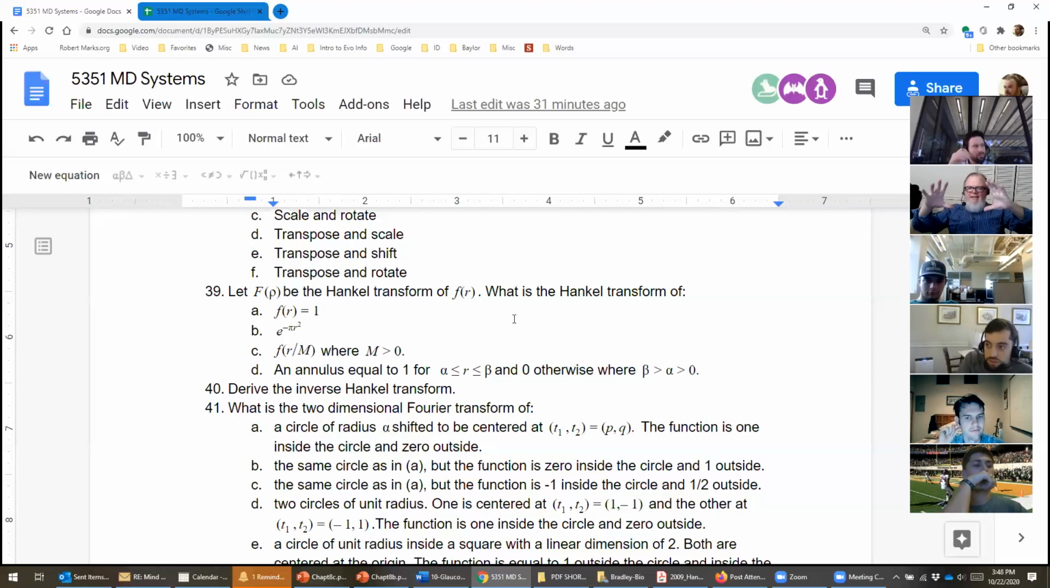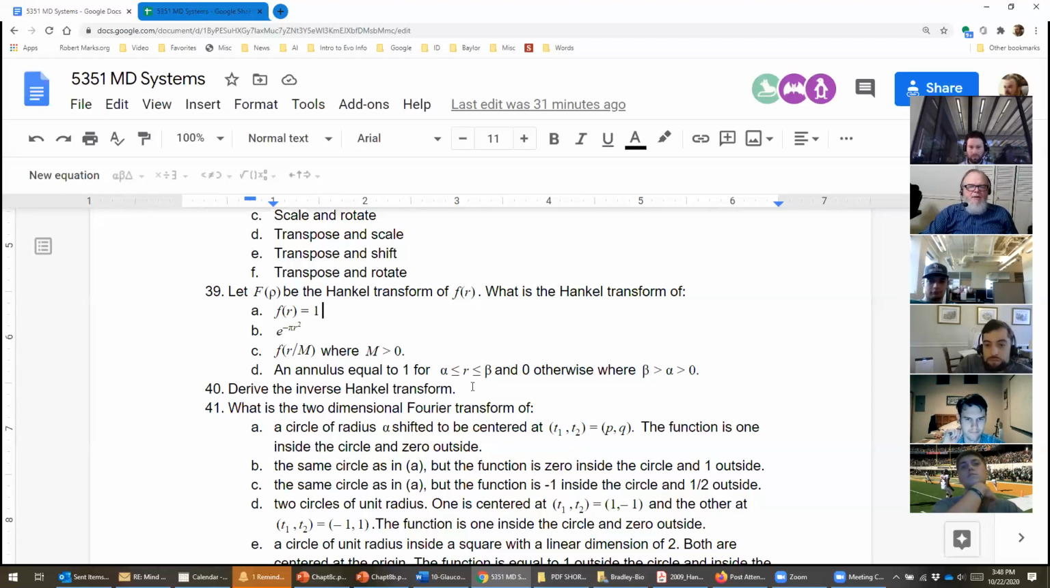Notice that that annulus is a big circle minus a little circle, right? It's a big circle minus a little circle. So you can apply the linearity of the Fourier transform and do the big circle and then subtract off the little circle's transform. Is that okay?